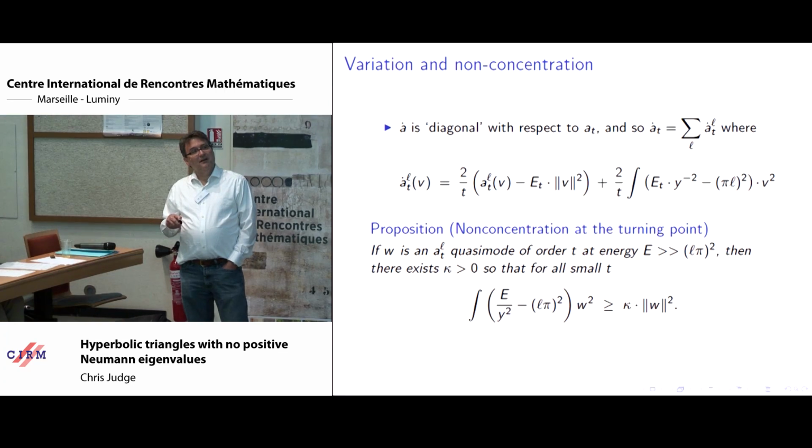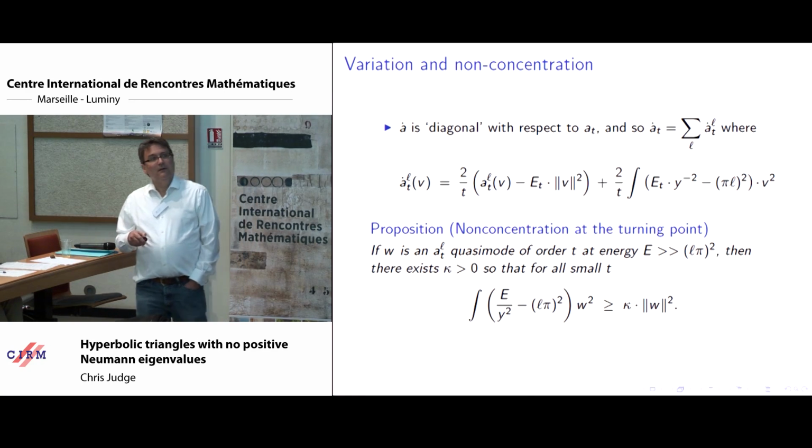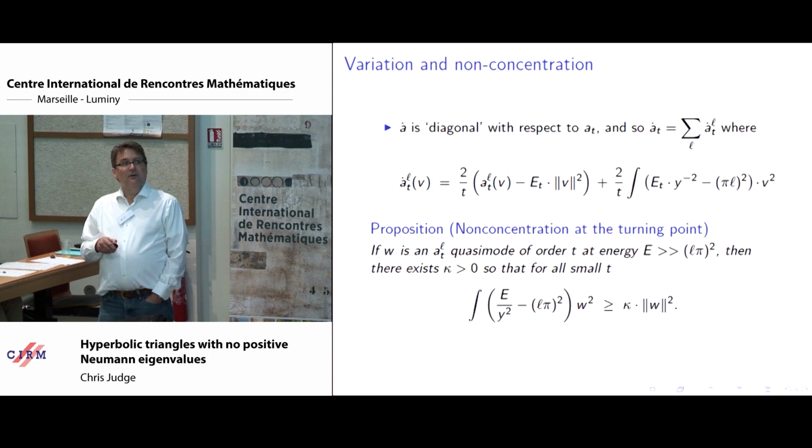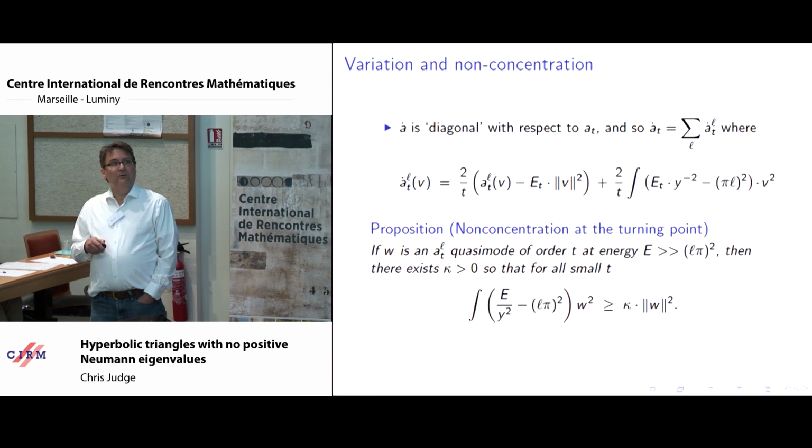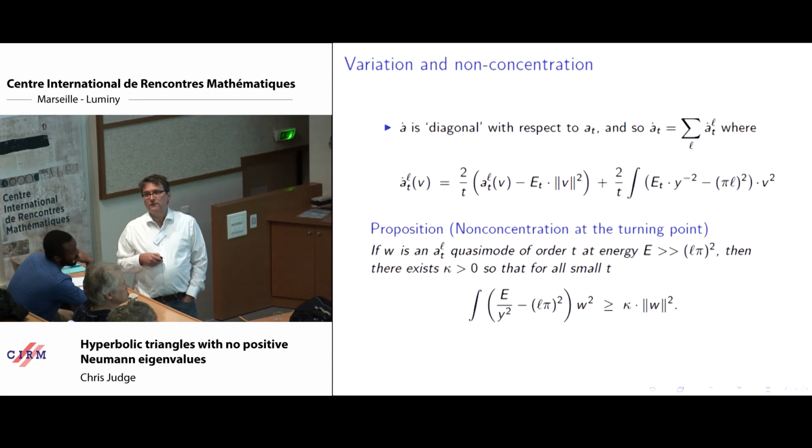But you can show that this integral is large, meaning at the turning point, this is what's happening. You're getting a 0, but it's saying that even though this is 0, your norm is still big. So W squared must be big away from the turning point as well.